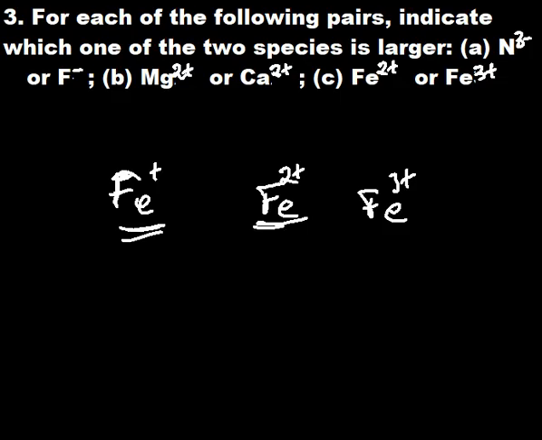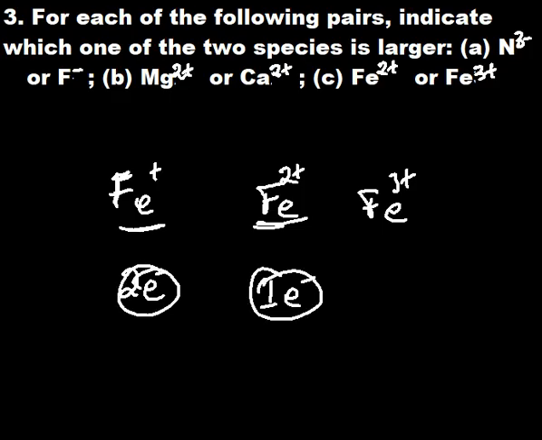In this case, these two iron ions have the same number of shells, but what they differ in is the number of electrons in the outermost shell. For the first one, iron has lost a single electron in its outermost shell, so it now has 2 electrons remaining. And for this one, it has lost 2 electrons, so it now has 1 electron in its outermost shell. Which one has the larger ionic radius than the other?